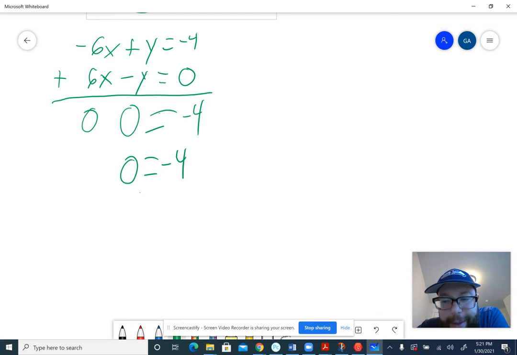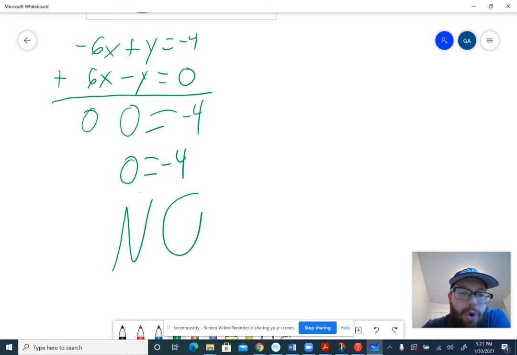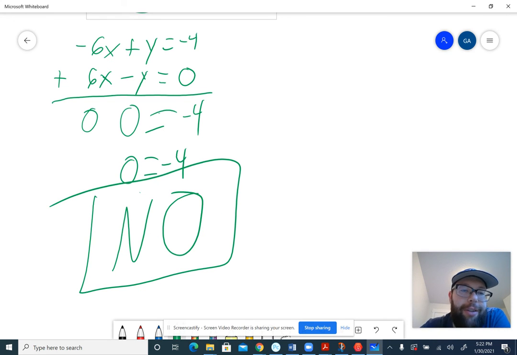0 does not equal negative 4, right? So this is going to be something that no matter what I plug into those variables, they will never have the correct answer. So this is a no solution. No. That's what you write into Canvas. No. And that's your answer.